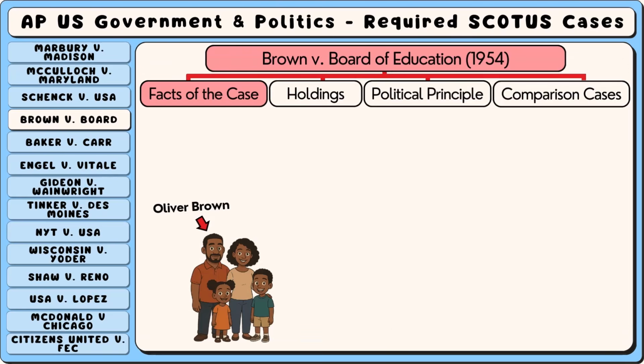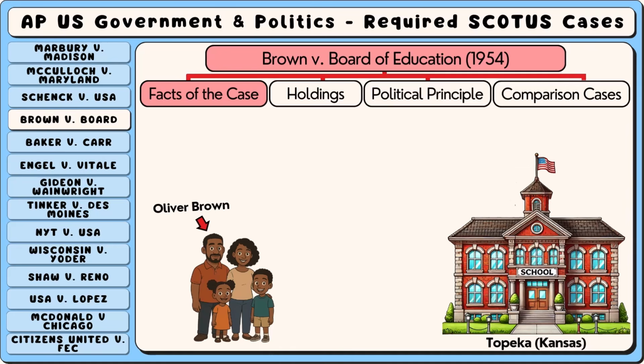This case began when a group of black parents, including Oliver Brown, wanted their children to attend the nearby white public school in Topeka, Kansas.